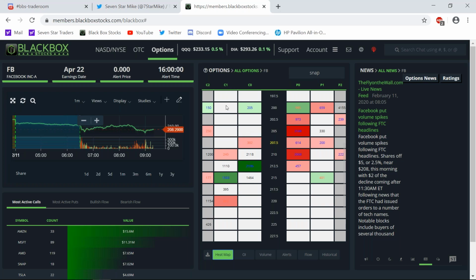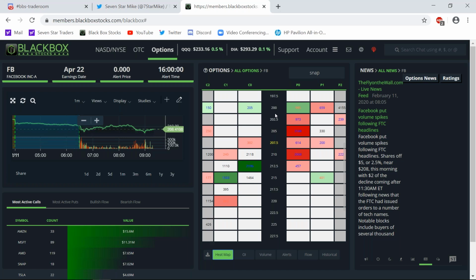So this is the call side. C0 means this is the current week. P0, this is the current week for puts. C1, this is call flow activity that's coming across the scanner today for next week out. P1, this is put activity for next week out. C2 and P2 is call and put activity for 2 weeks and further dated.